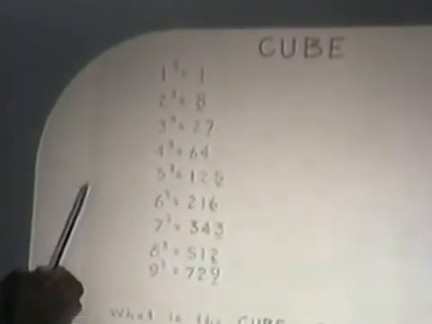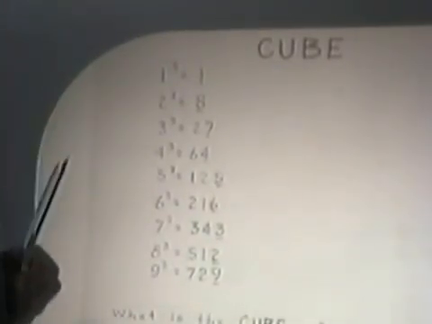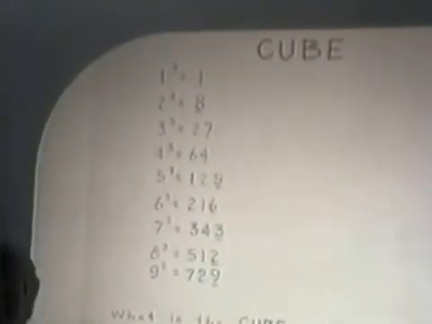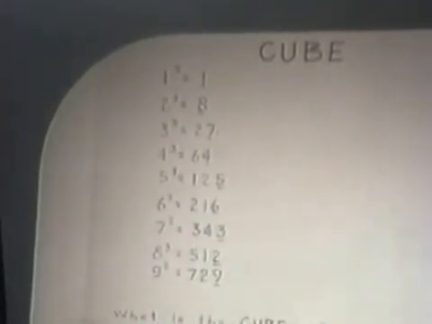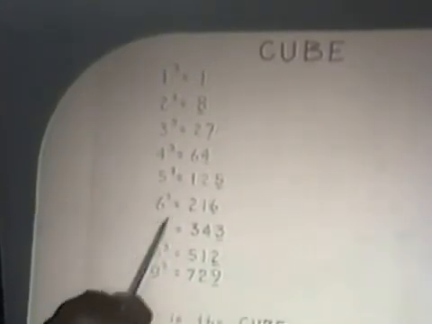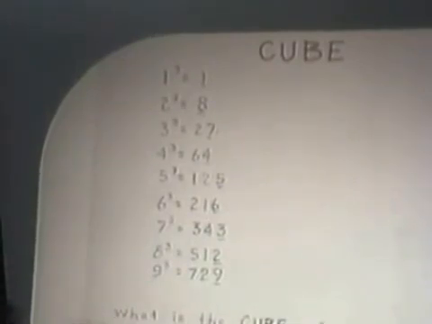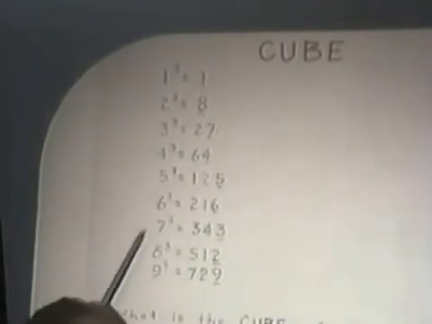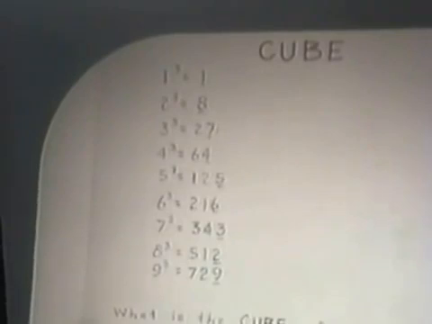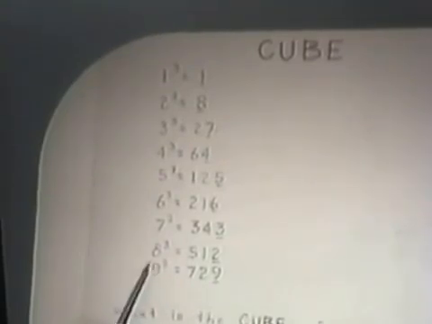3 cube is 27. 3 times 3 times 3. 4 cube is 64. That's 4 times 4 times 4. 5 cube is 125. That's 5 times 5 times 5. 6 cube is 216. That's 6 times 6 times 6. 7 cube is 343. That's 7 times 7 times 7. 8 cube is 512. That's 8 times 8 times 8. 9 cube is 729. That's 9 times 9 times 9.